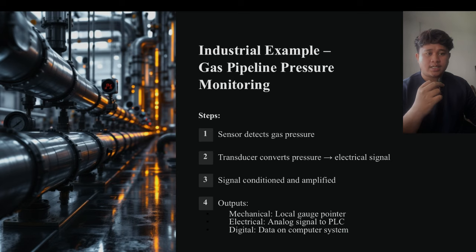The signal is conditioned and amplified and delivered through multiple outputs, such as mechanical, a local gauge pointer for on-site observation, electrical, analog signal sent to PLC or control, digital, data sent to a computer system for monitoring and logging. This system ensures safe operation, continuous monitoring, and efficient process control.